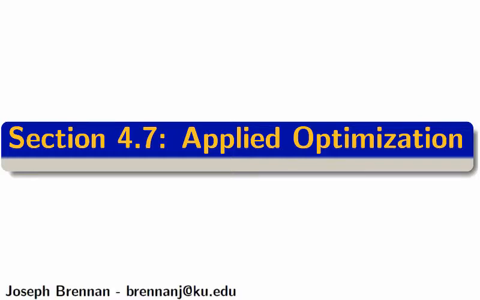Hello and welcome to section 4.7 on applied optimization. In an optimization problem, we are searching for the absolute extrema of a function in the presence of some limiting conditions. Optimization will involve the application of the closed interval method from section 4.2 or either the first or second derivative tests from section 4.4.